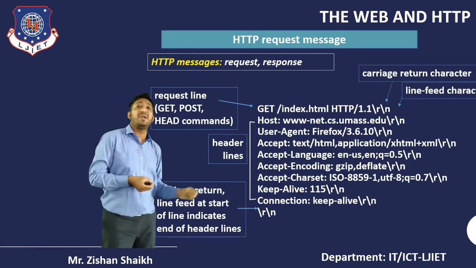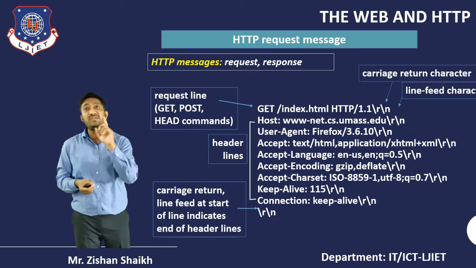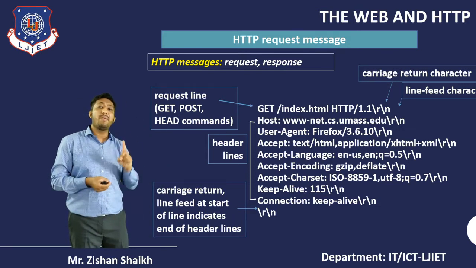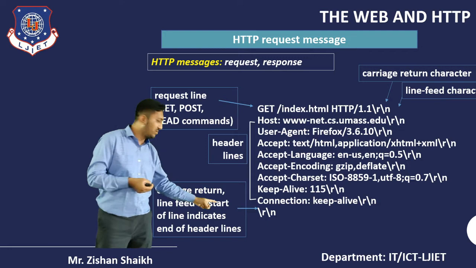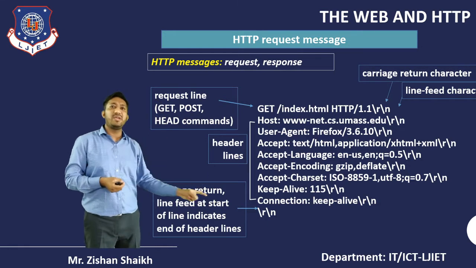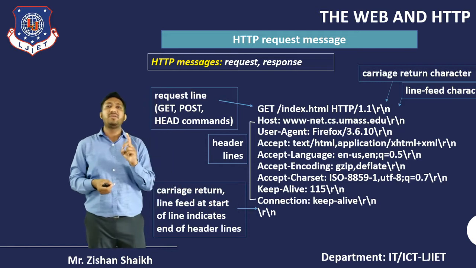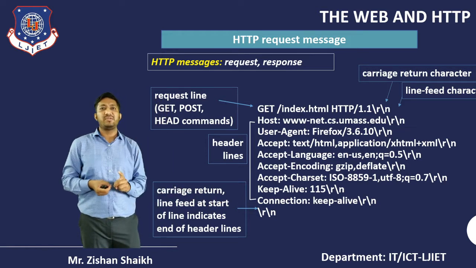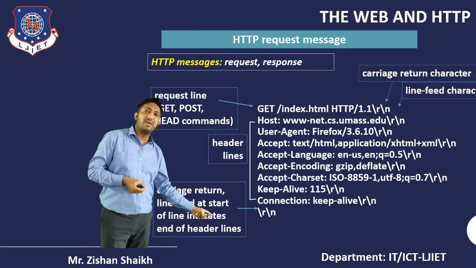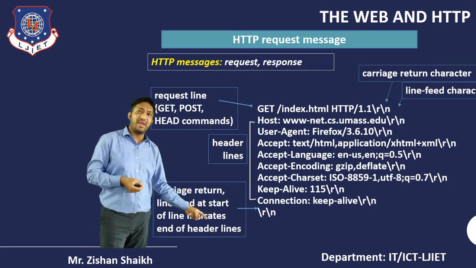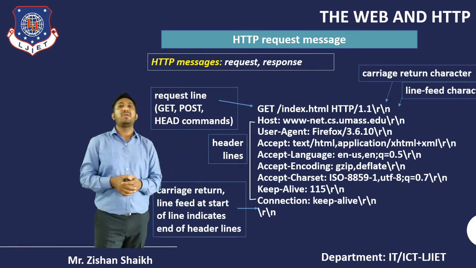And the last one is keep alive. Keep alive is all about persistent HTTP. If we are talking about non-persistent, keep alive is not available. So the connection keep-alive line is telling us which version we are using: the persistent version. At the end, the carriage return characters mark the ending of our message.